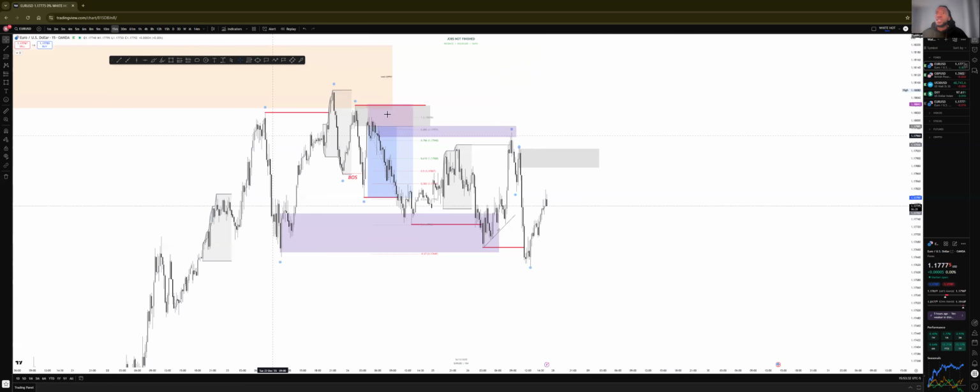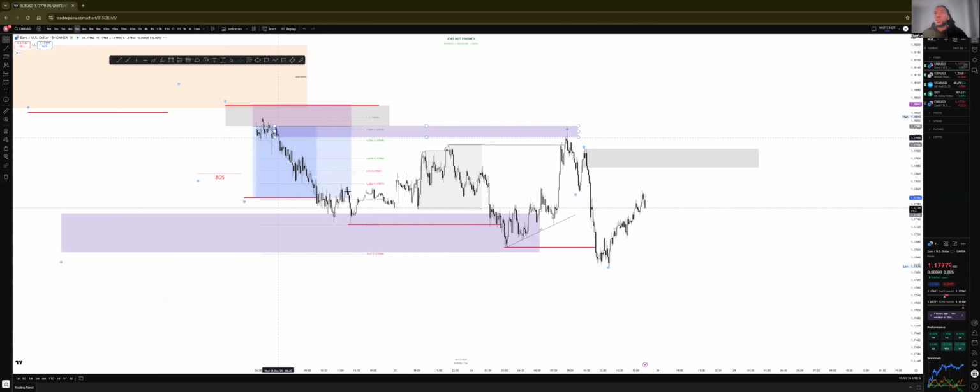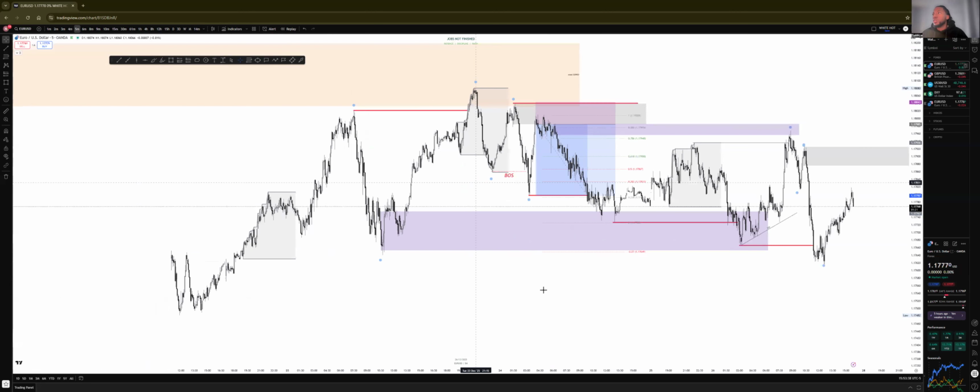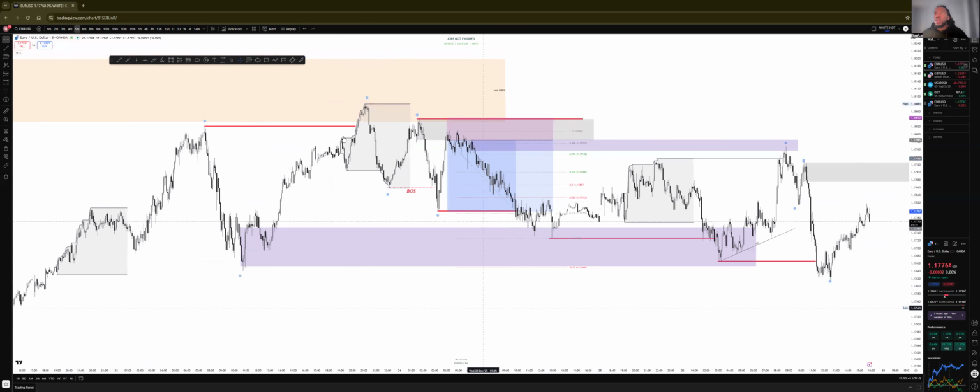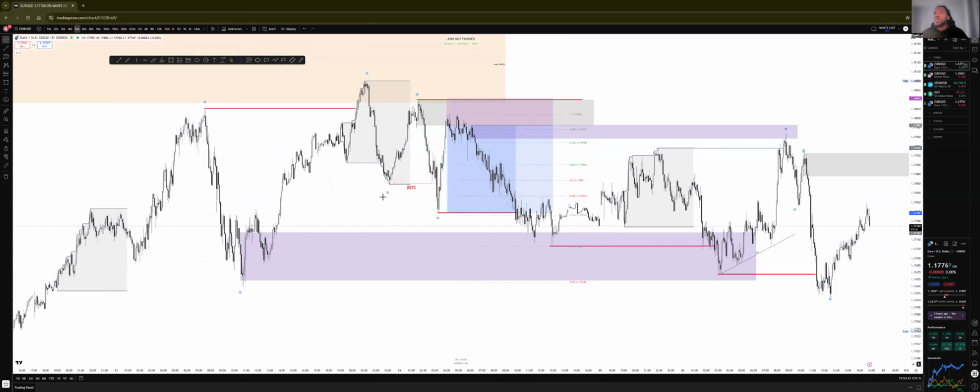See the change of character. The change of character will be more within the internal time frame. So if you go right here, this is where you see your change of character units. You see this, zoom in.